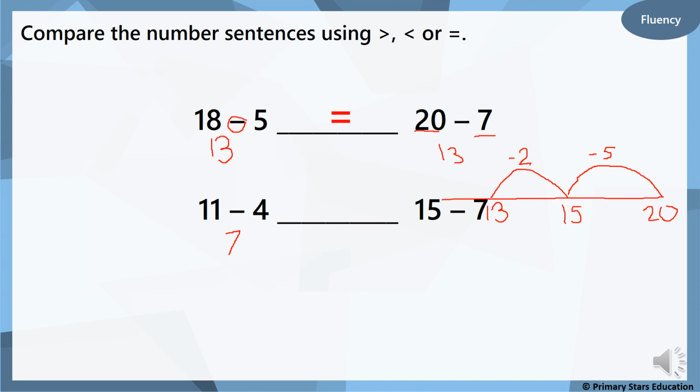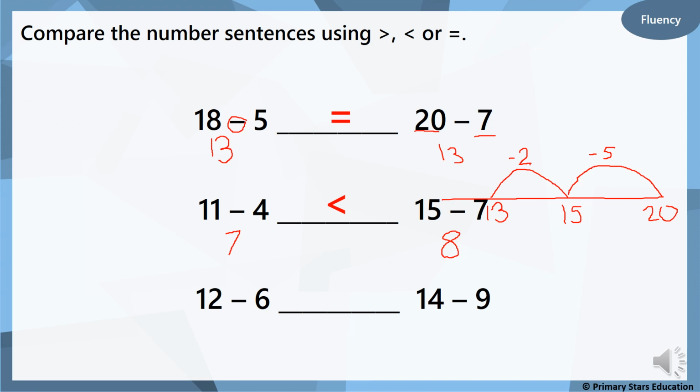And now this is 15 subtract 7. The answer is 8. And again, you could use a number line, you can use your counters, anything that works, okay? So which one has the greatest answer? 11 subtract 4 is less than 15 minus 7.